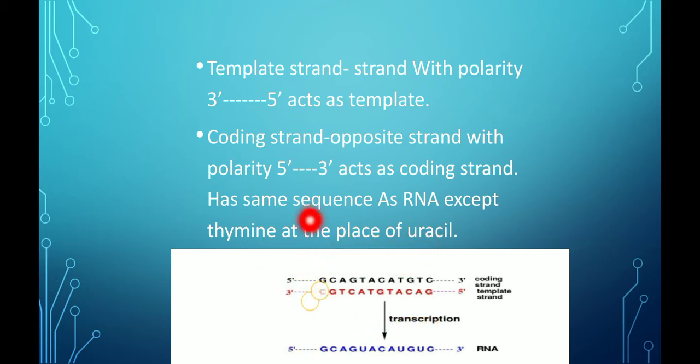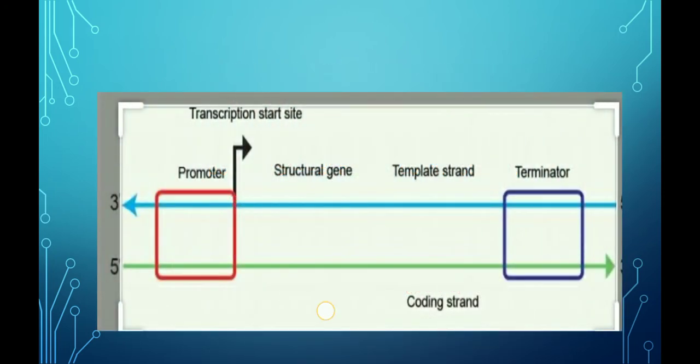So whatever RNA is formed has the same sequence, the only difference being that instead of uracil it shows the presence of thymine. This is the promoter region. The promoter region is located towards the 5' end of the coding strand. This is called the upstream portion, and it is the part where the enzyme DNA dependent RNA polymerase binds to initiate the process of transcription.